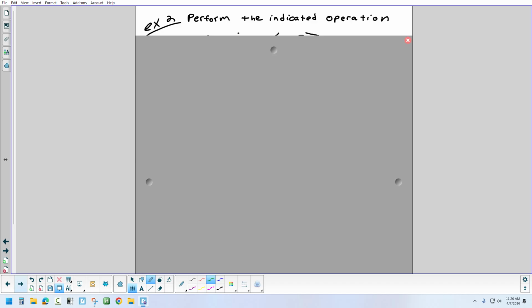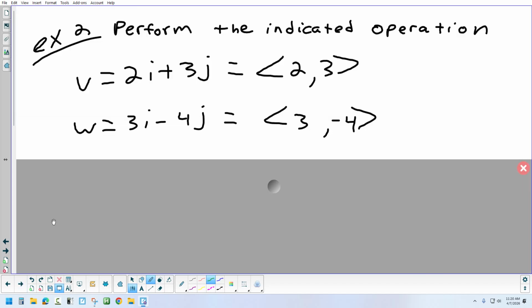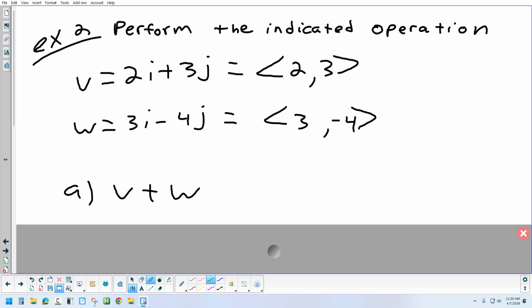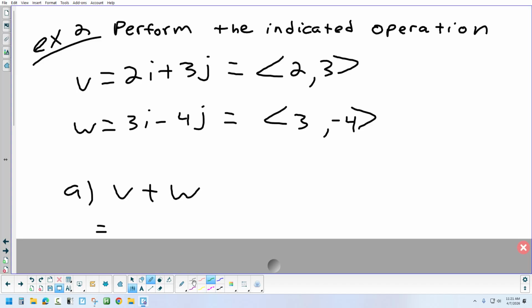All right, so now let's try it on a couple of vectors. I've given you 2 vectors in both unit and algebraic notation. And the first thing I want to do is add them up. If you were to add the v and the w together in this case, what would you get in the unit vector notation?